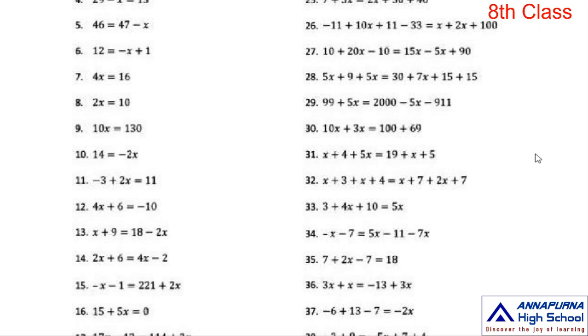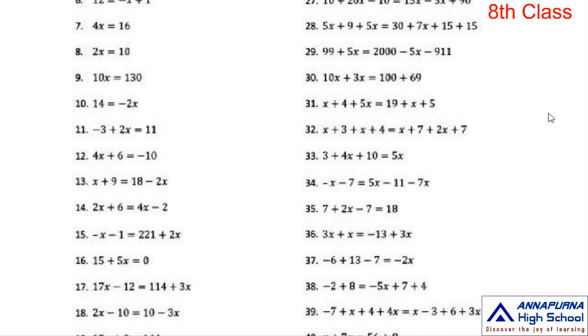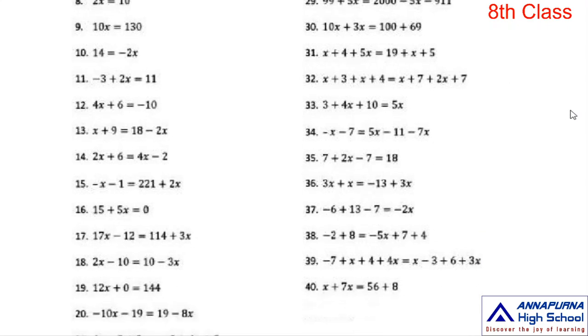and 13th, x plus 9 is equal to 18 minus 2x, and 14th equation, 2x plus 6 is equal to 4x minus 2, and 15th, minus x minus 1 is equal to 221 plus 2x, and 16th equation, 15 plus 5x is equal to 0, and 17th equation, 17x minus 12 is equal to 114 plus 3x, and 18th equation, 2x minus 10 is equal to 10 minus 3x, 19th, 12x plus 0 is equal to 144, and 20th, minus 10x minus 19 is equal to 19 minus 8x.